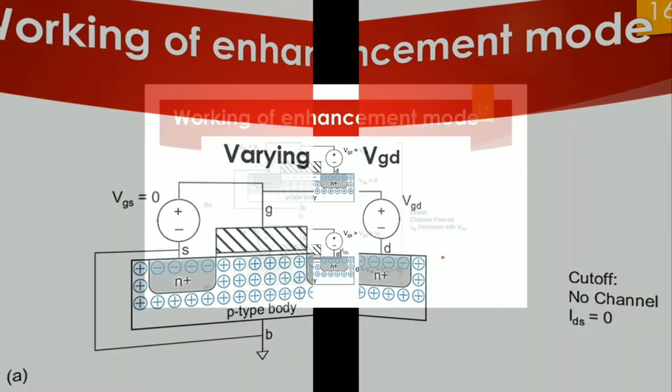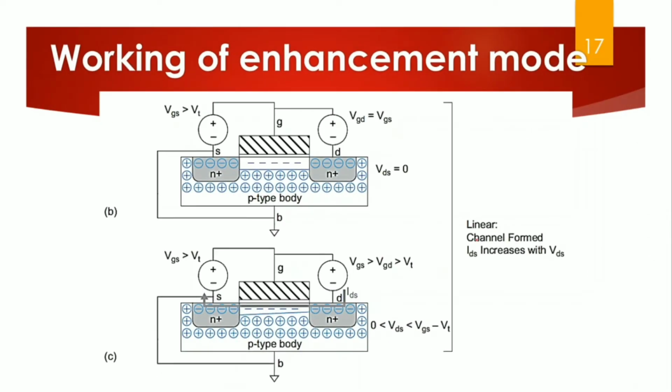Now, the second step in VGD is the linear region. In this linear region, I'll increase VGS to be greater than VT. That is, I'll allow the channel to form. Here you can see the channel is already formed. Next is VGD equal to VS. That is, I'll apply VGD such that it is equal to the value of VGS.